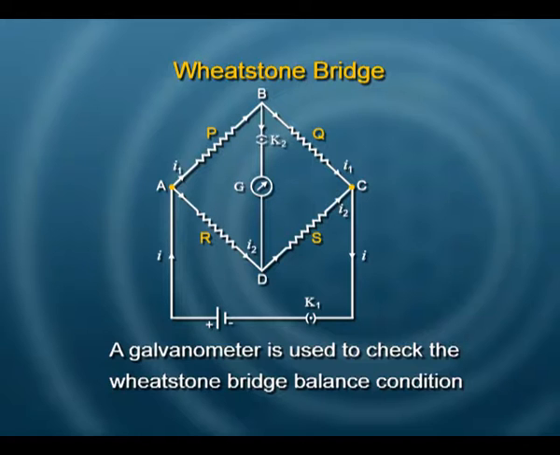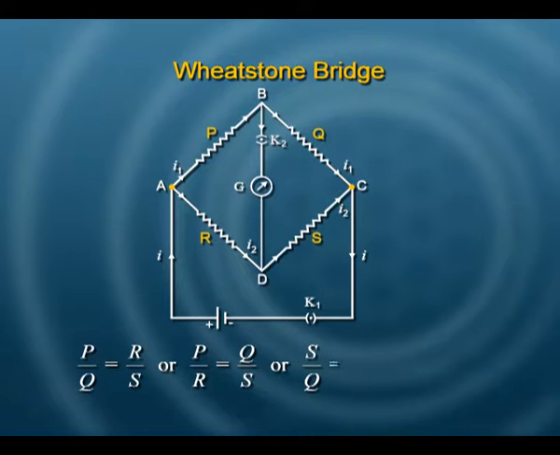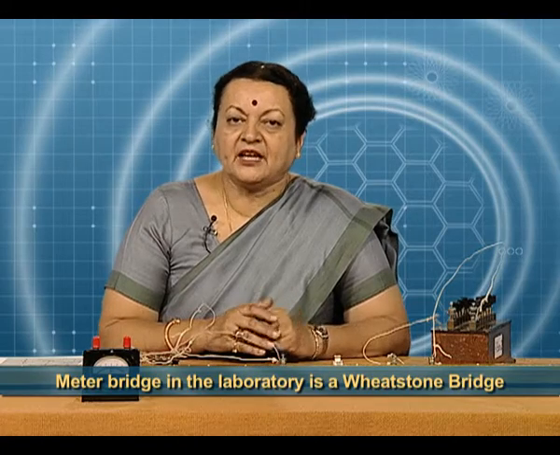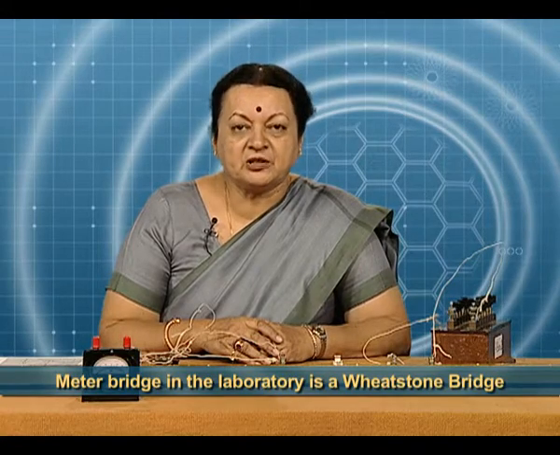How? Because you have a ratio where P upon Q is equal to R upon S, or P upon R is equal to Q upon S, or S upon Q is equal to R upon P, or S upon R is equal to Q upon P. That means, if this ratio is satisfied, you will say that the Wheatstone bridge is balanced. Something like that is achieved by an apparatus used in the lab as the meter bridge.